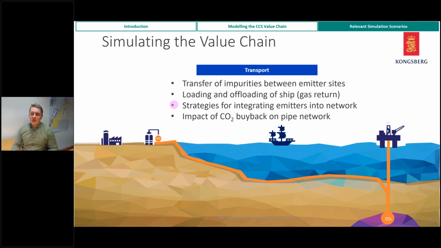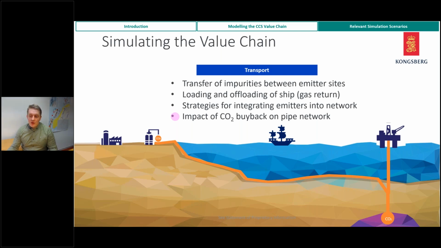Strategies for integrating several emitters into a pipe network. How will multiple emitters producing CO2 into a pipe network actually work in process, right? And how will maybe your capture plant react when it sees transients in a flow line? It's something that you can get started on right away before the problem arises.